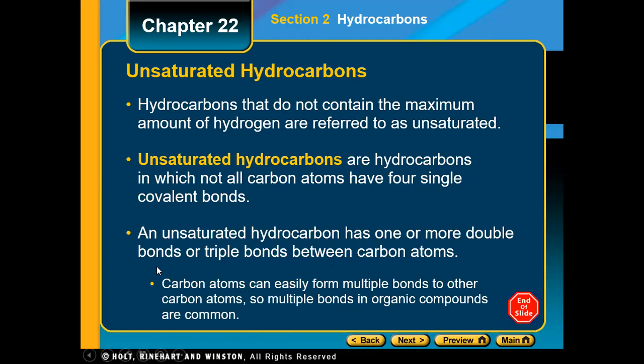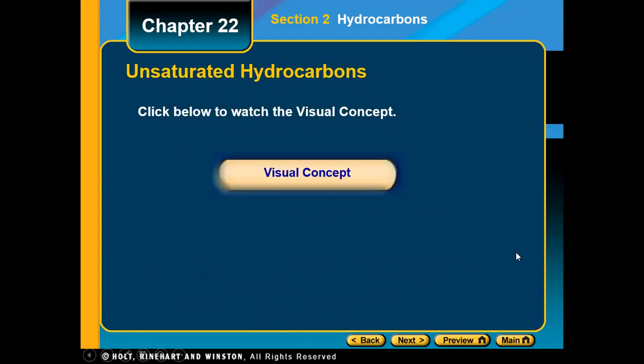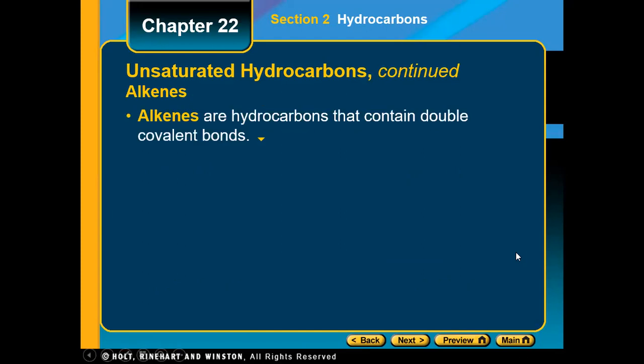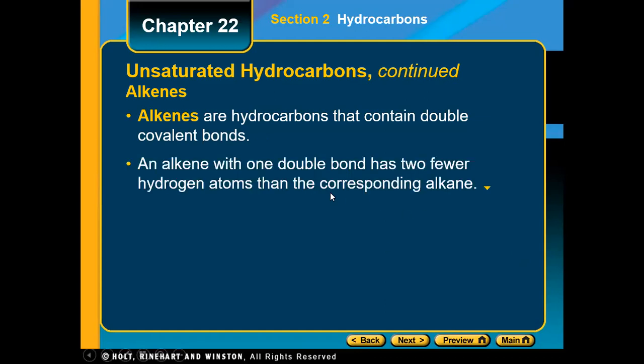You can have long chains of carbon atoms because they can easily form multiple bonds to other carbon atoms. So that's very common in organic compounds. Okay, let's talk about the alkenes. These are the ones that contain a double bond. If you see a hydrocarbon that contains a double bond, at least one, between carbon and carbon, of course, this would be an alkene.